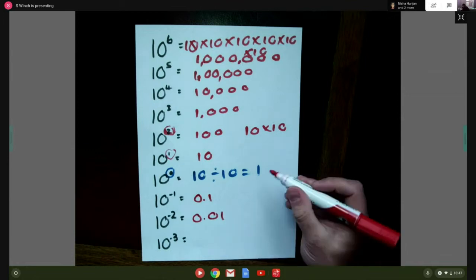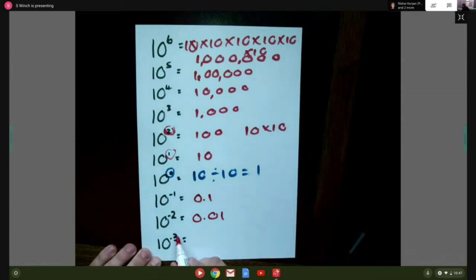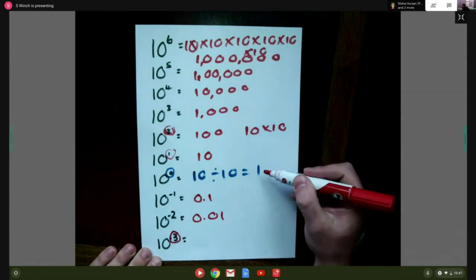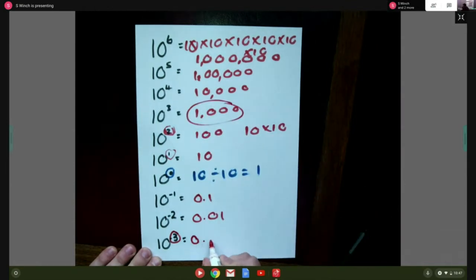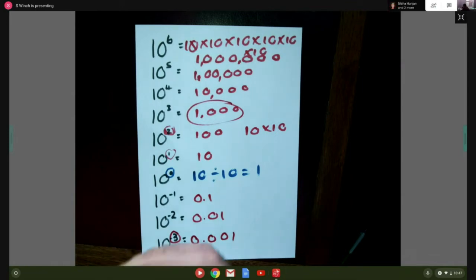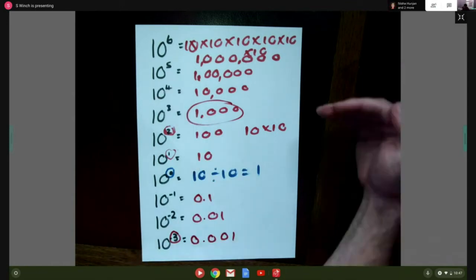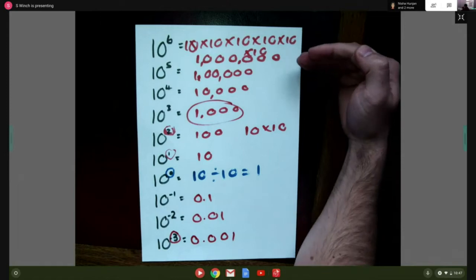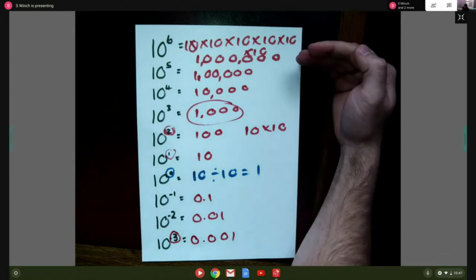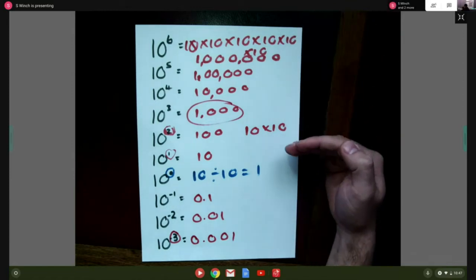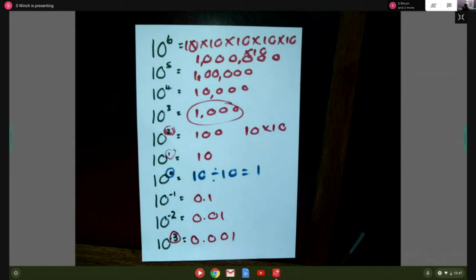Again, we're going to divide 1. We're looking at 10 to the power of minus 3. We're going to divide 1 by 1,000, which gives us 0.001. Okay, so there's a breakdown. Once you've got your powers of 10 and you work from 10 to the power of 6 down to 10 to the power of minus whatever, 10 to the power of minus 6, 10 to the power of minus 10, you can see that the pattern decreases in numbers, yet the numbers still stay the same in terms of working with the number 1 and the number 10.